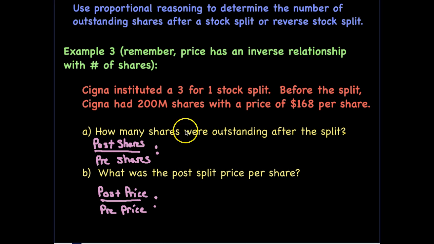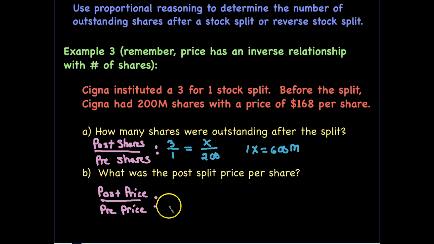Well, a 3-for-1 stock split means I'm going to have more stock afterwards. So my post-split number is 3 and my pre-split number is 1. So if we set up our proportional fractions, we had 200 million shares before the split, so that's down here, and we want to know how much we're going to have after. If we cross multiply, we get 1X is equal to 600. So that was fairly easy. We know we're going to have 600 million shares afterwards, or 3 times as many.